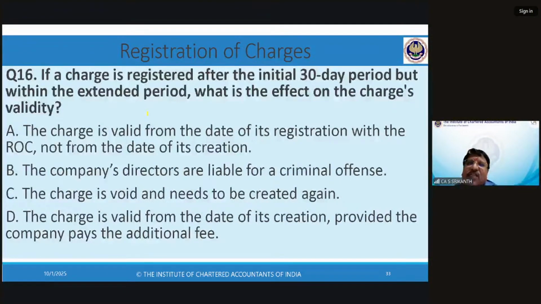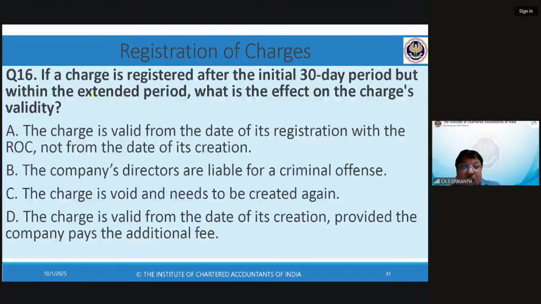If a charge is registered after the initial 30-day period, but within the extended period, what is the effect on the charge's validity? Actually, D is also a correct answer, but because of the proviso, we have to be careful. See, 16D, sometimes even institute material may give D. See, D is not wrong. I'll tell you why D can be correct in certain situations.